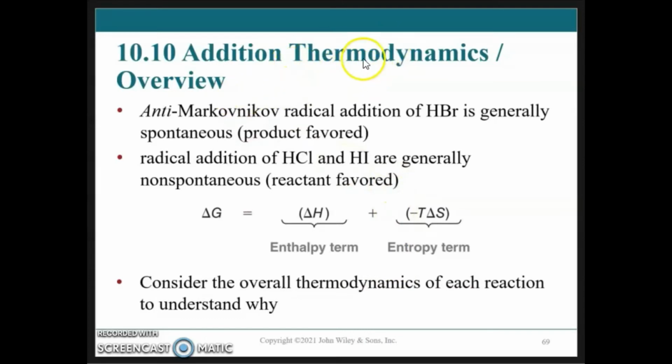So looking at the thermodynamics of the anti-Markovnikov addition reaction, this is generally spontaneous, thermodynamically favored. Radical addition of HCl and hydrogen iodide are not spontaneous. The reactants are favored in that case. So we're going to look at the enthalpy and entropy terms in this reaction to understand the thermodynamics of each of these halogen reactions.